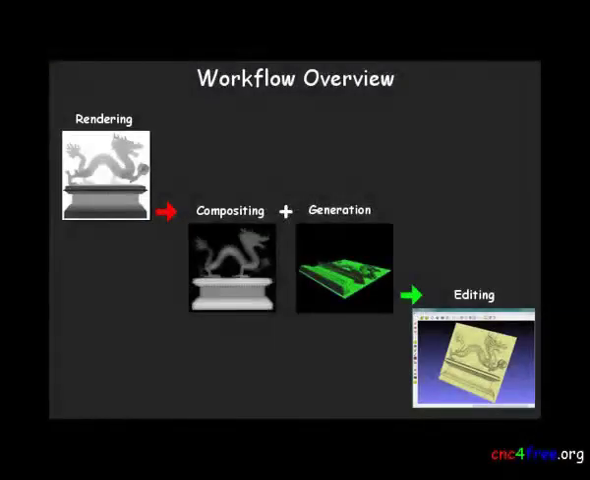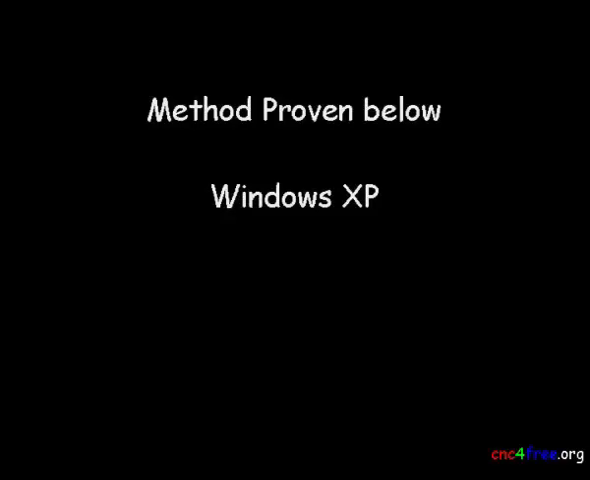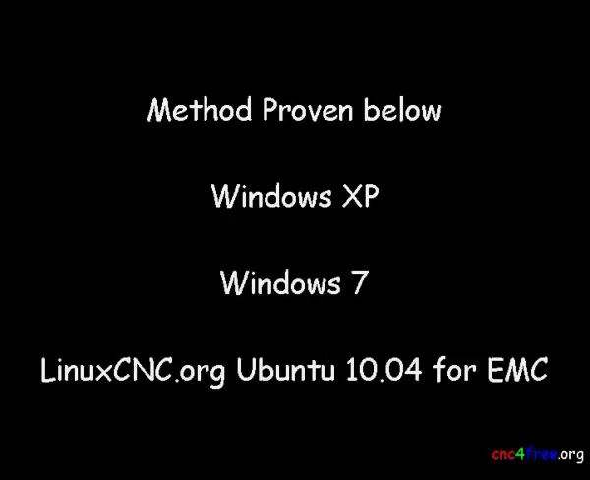Workflow is not difficult. Courtesy of 2008 Echo is used to render images. The Infinite Displacement Utility is used to composite images and generate mesh output. MeshLab 1.2 or later is used for mesh editing. This method is proven on Windows XP, Windows 7 and the Linux CNC distribution of Ubuntu 10.04 for EMC.